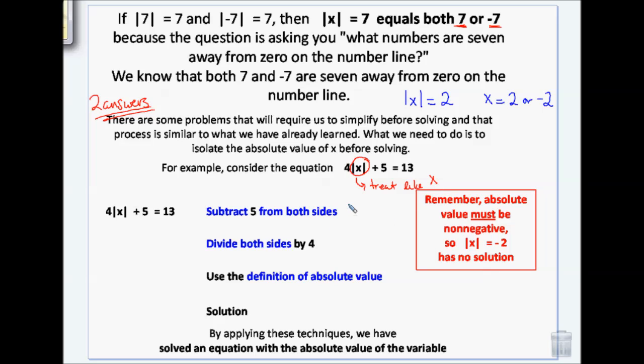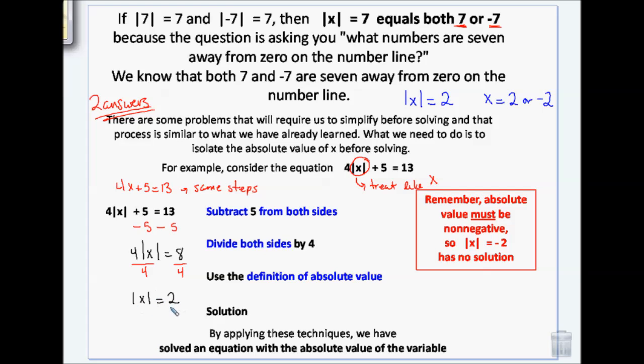Okay, and we want to get that x by itself. So we want to get the absolute value of x by itself. So the steps that you take are going to be the same as if you were solving this. So my first step is going to be to subtract 5 from both sides. So you get 4 times the absolute value of x equals 8. Okay. My next step is going to be then to divide by 4. So I get the absolute value of x is equal to 2.